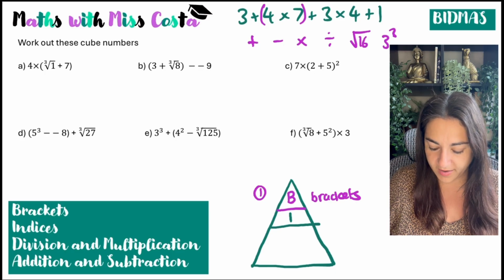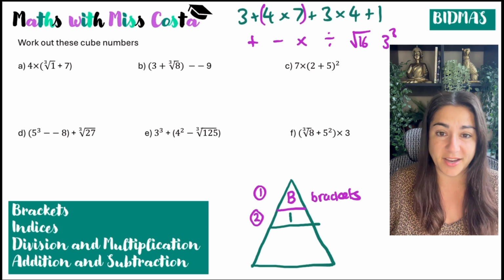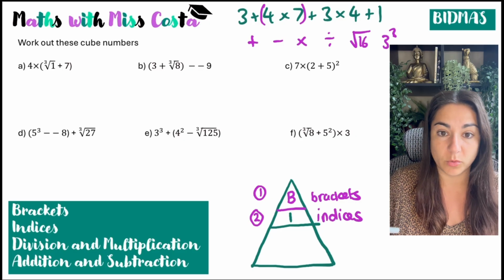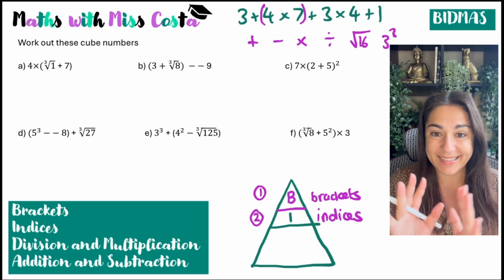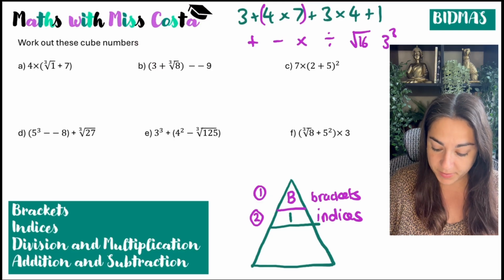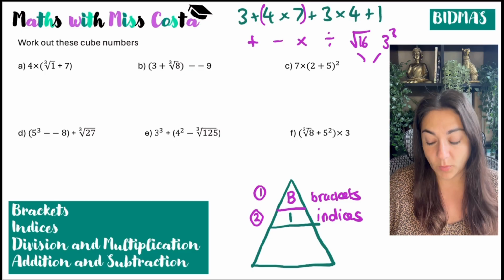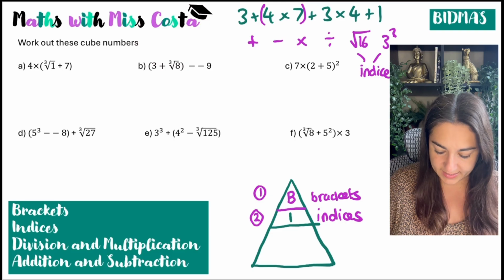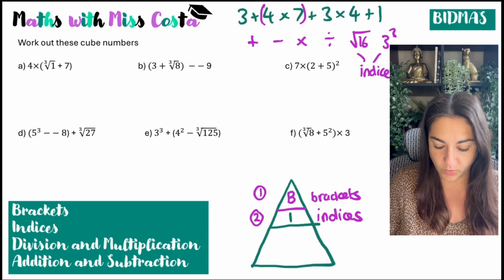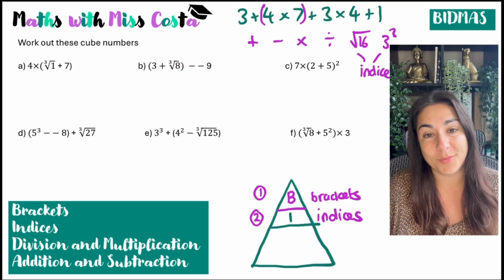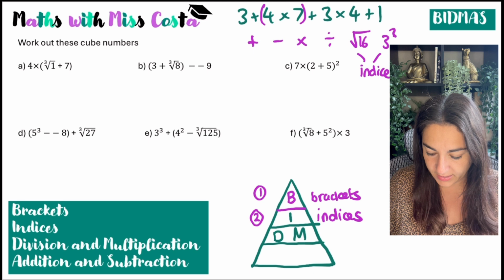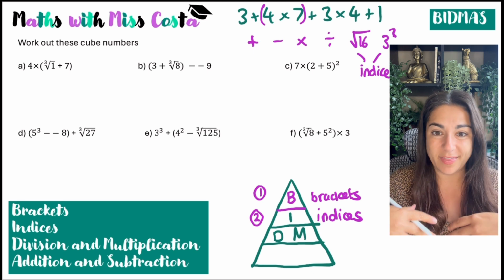Then we've got the I. It used to be an O, I think. When I was in school, it was O, and things change and turn. But it represents indices, or it used to stand for O for orders. But indices, index laws, anything that's a square number, a cube number, a square root, that's an indice. So we're going to be looking for anything that has a square number, square root, cube number, cube root. Then we've got division and multiplication, and they're on the same level.